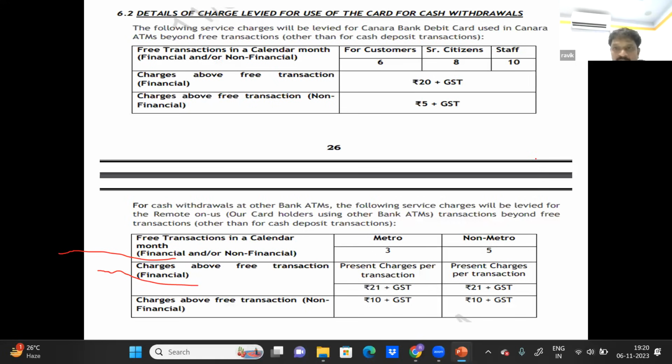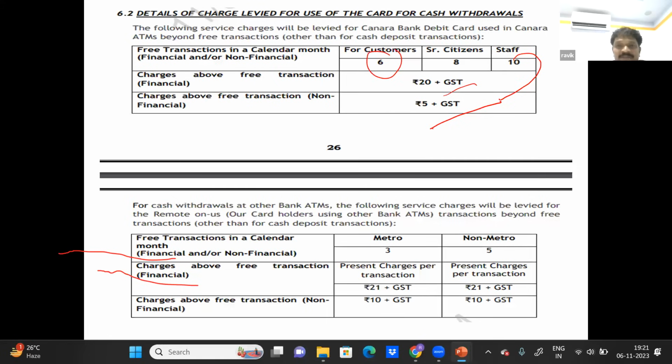How much? For example, for a general customer, I told 6 transactions. If the seventh transaction is a financial transaction, the system will charge 20 rupees plus GST. If it is a non-financial transaction, 5 rupees plus GST. Even for staff, these charges are applicable. Very, very important: 6, 8, 10 in our bank ATM. More than that, 20 rupees plus GST for financial and 5 rupees plus GST for non-financial.